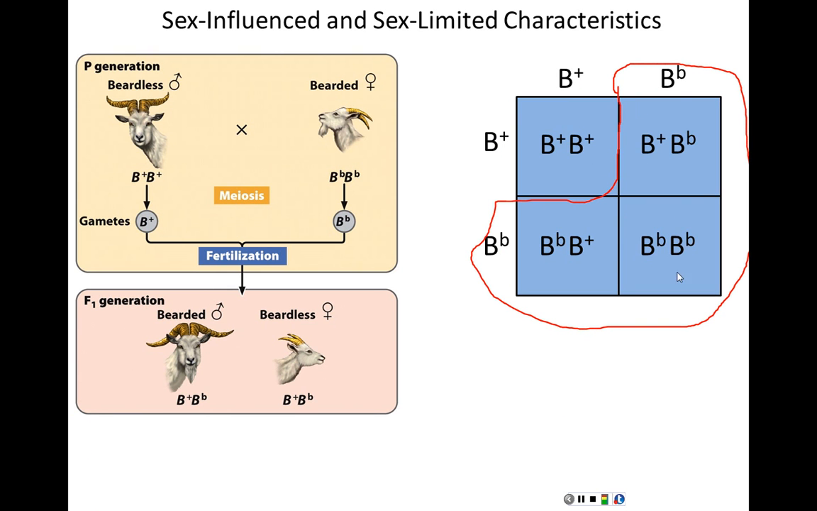So 75% of the male offspring will have beards. The homozygote BB and the two heterozygotes will have beards because the bearded allele is dominant in males. So for males, 75% of them will have the bearded trait. Only this 25% of males will have no beard.